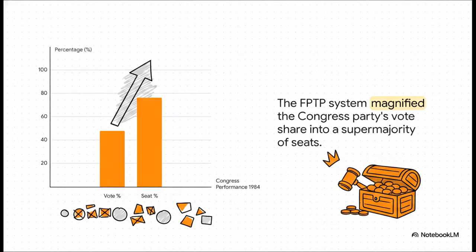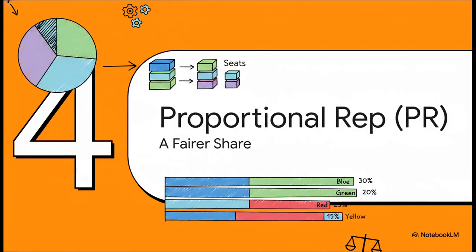Well, it's because in every single little race, in every constituency, all the votes for the losing candidates just disappear. They don't count towards anything in the final tally. You could win a seat with just 30% of the vote, as long as you're the one with the most votes. Okay, so that's one way to do it.